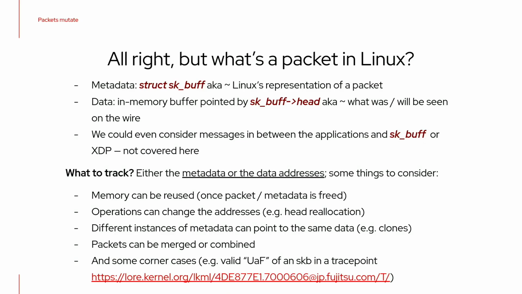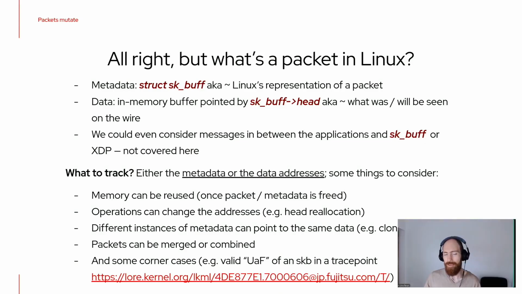So in short, there's metadata and there's data. Here we're mainly speaking about struct sk_buff and the head pointer. There are also other objects that could qualify. I'm thinking about XDP or early TX, but that is out of scope in this presentation for now. So what to track then? Both tracking the metadata and the data work, but there are some things to consider. One is that memory can be reused, so if you track a memory address, you need to take this into account. And also networking stack specifics can have an impact, such as clones, or even the head can be relocated.